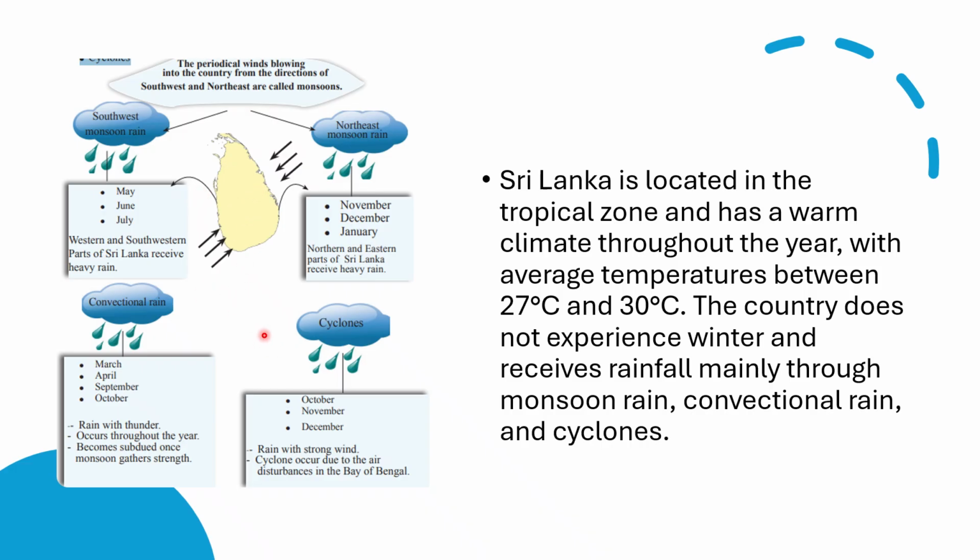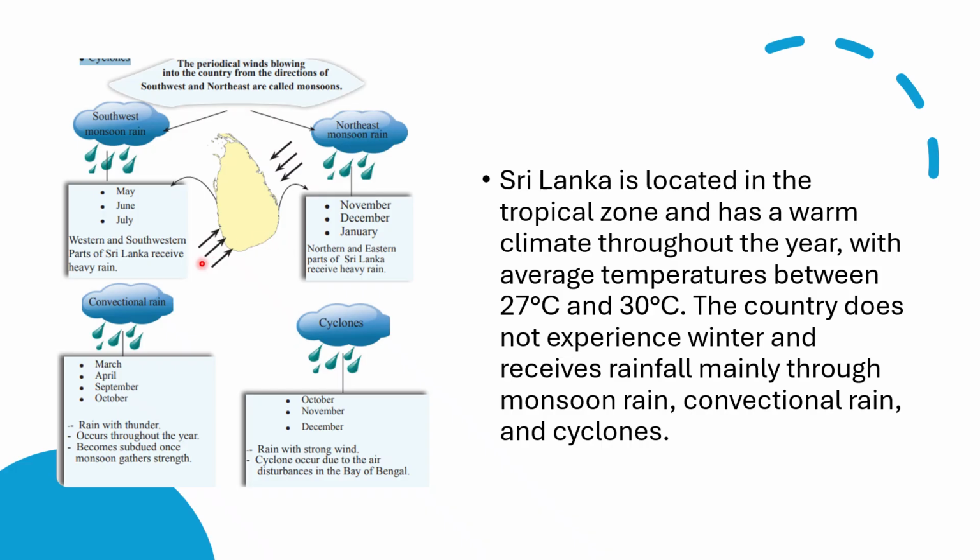These are probably the times that it usually happens. Southwest monsoon rain happens in May, June, and July. Western and southwestern parts of Sri Lanka get wet. And northeast monsoon rain, November, December, January. The northern and eastern parts of Sri Lanka get really wet.